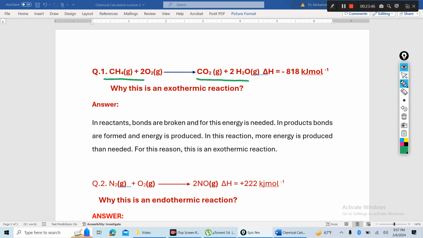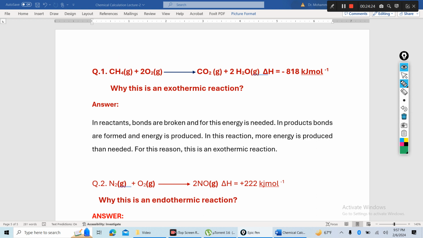You also know that in reactants bonds break, because reactants react. When reactants react, bonds are broken and you get the product. In the product, bonds are formed. To break something, energy is needed, and when a new bond forms, energy is released.